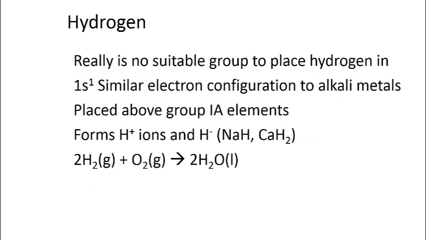We'll talk about hydrogen first. As we mentioned already, there really is no suitable group to place hydrogen in. It is the simplest element on the periodic table, since its atomic number is equal to 1. Therefore, its electron configuration is 1s1. Its single electron will go into the lowest possible energy shell. Now, hydrogen is usually placed in group 1A, but really it belongs in a category all by itself.